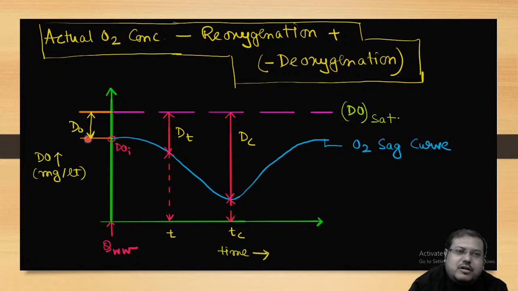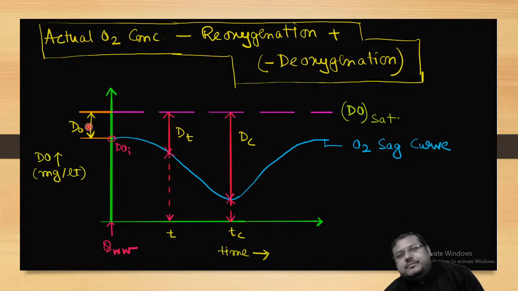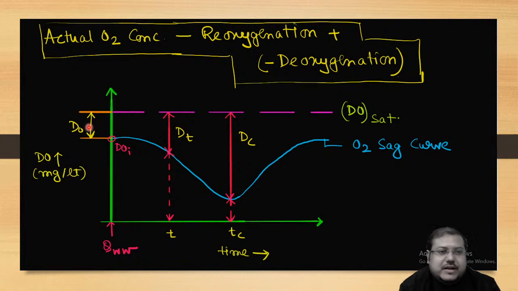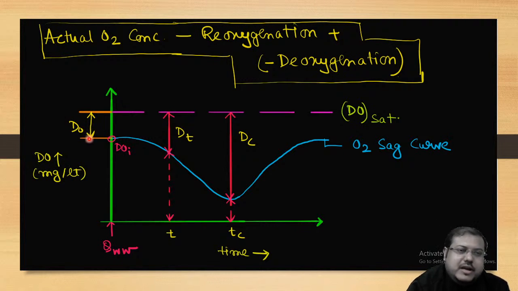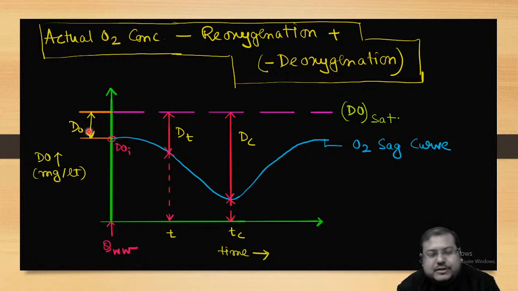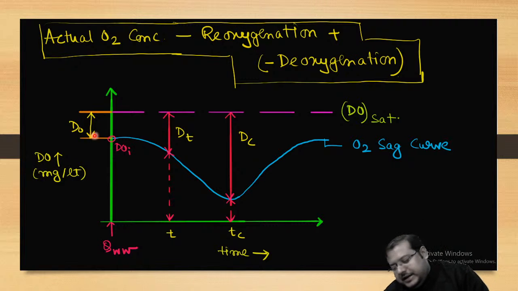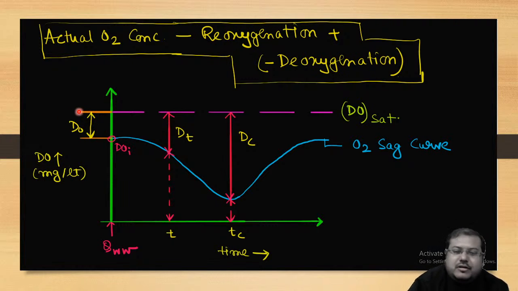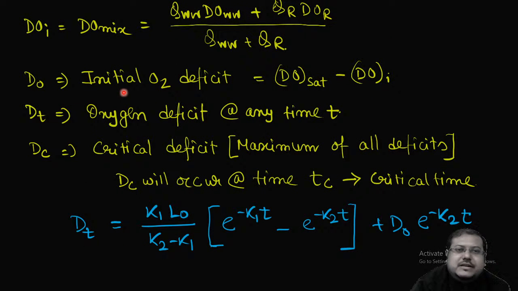And what is your D naught? D naught is nothing but the initial oxygen deficit. मतलब at time t equals to 0 में ही कुछ deficit था, उसको हम लोगों ने define किया है D naught बोल के. ऐसा तो नहीं है कि हर river, हर नदी, हर तालाब एकदम saturated oxygen concentration पे रहेगा. That is denoted by D naught. So D naught is actually the initial oxygen deficit, which equals DO sat minus DO initial. Clear?